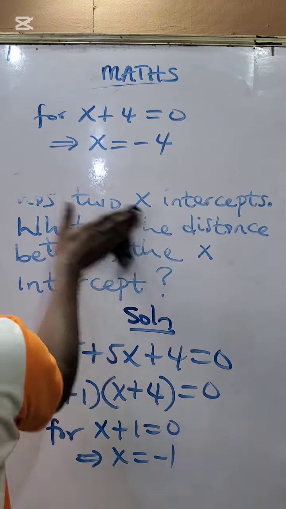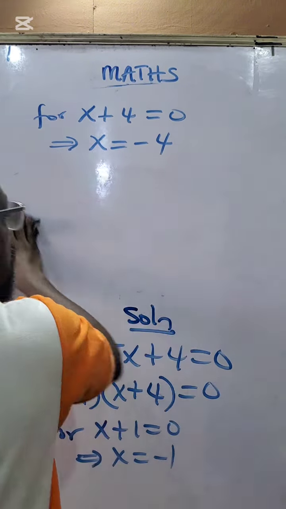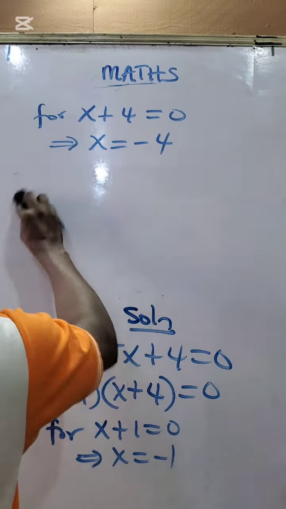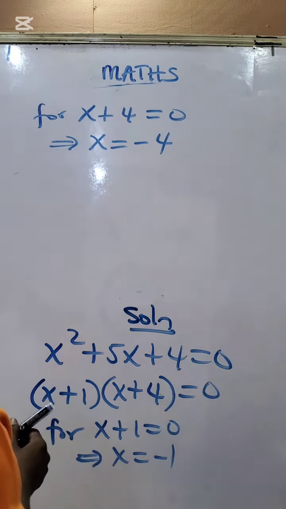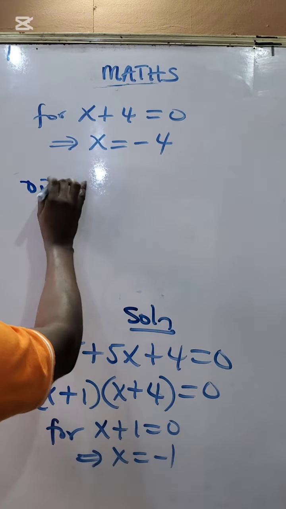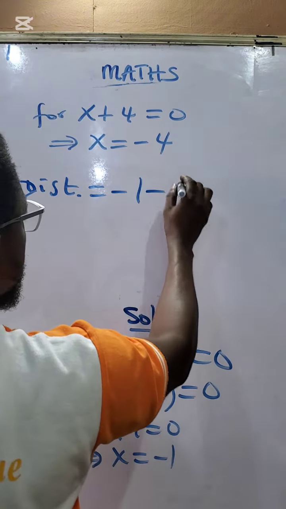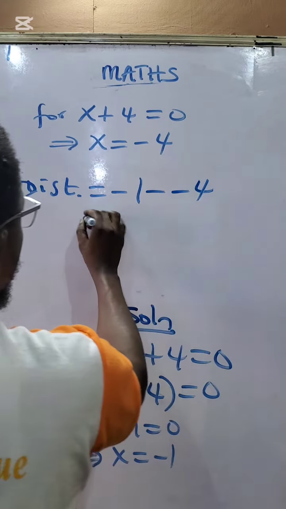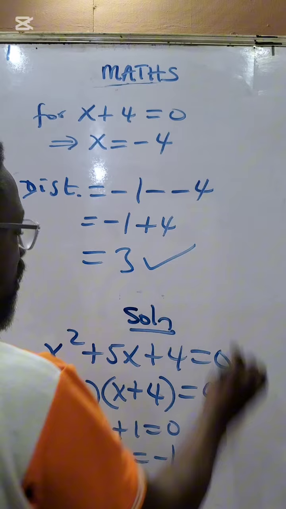Then it says, what is the distance between the x-intercepts? The distance between the x-intercepts can be obtained by the difference between the two values. Minus 1 is greater than minus 4. So the distance we are looking for will be minus 1 minus minus 4, and that will be minus 1 plus 4, and that will be 3.